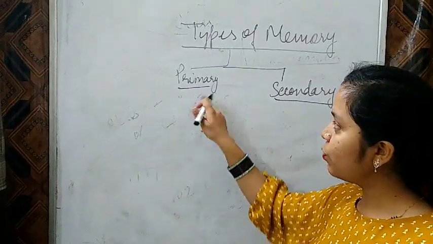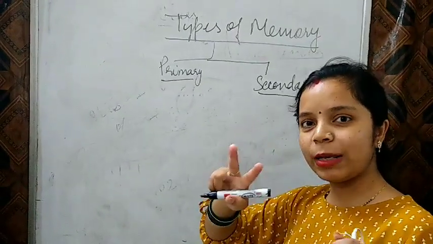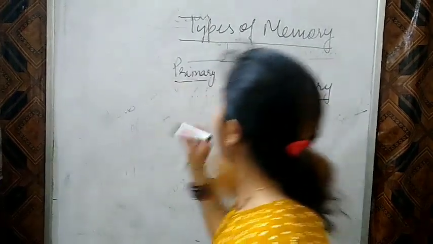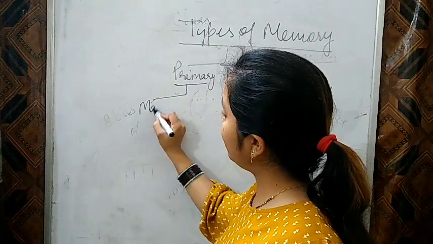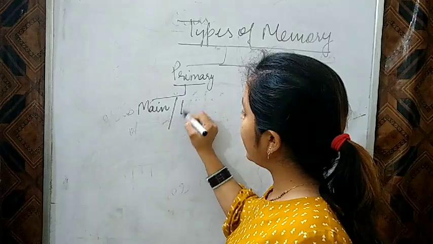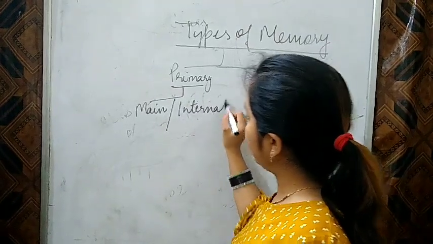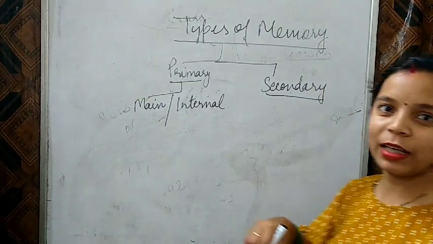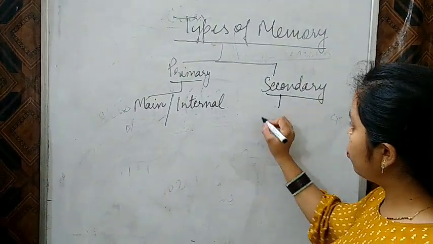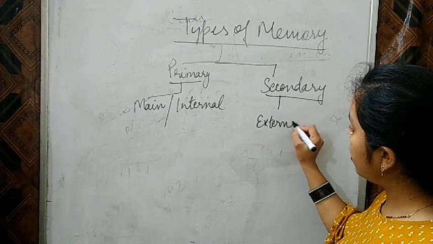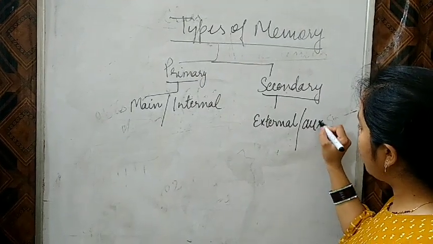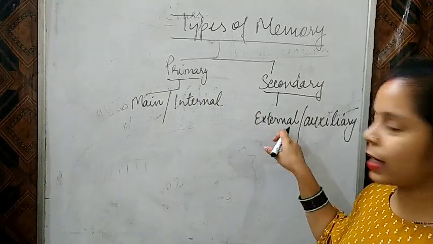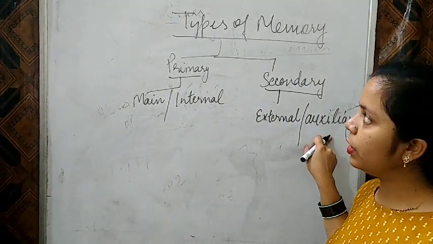Now the first one is primary memory. Memory is of 2 types: primary memory and secondary memory. Primary memory is also known as main memory or internal memory. There are 2 names of primary memory: main memory and internal memory. And secondary memory is also known as external memory or auxiliary memory. Secondary memory also has 2 names: external memory and auxiliary memory.